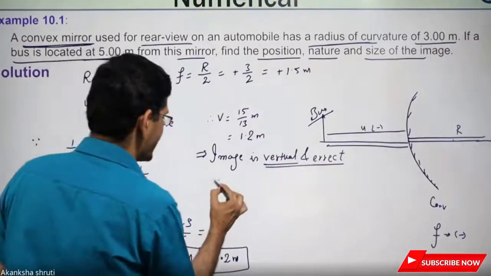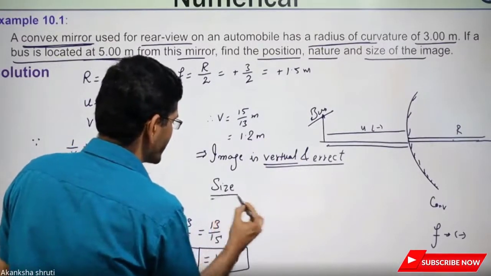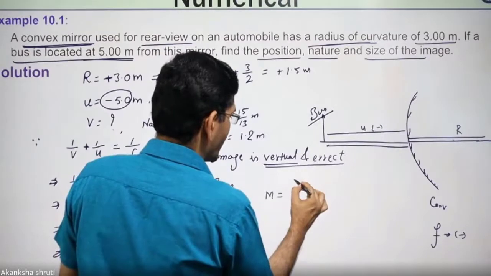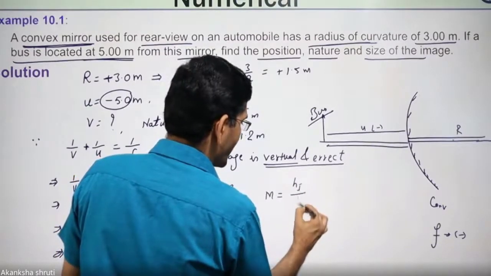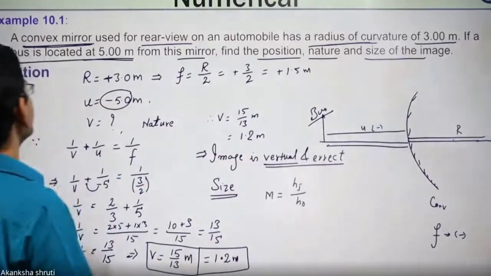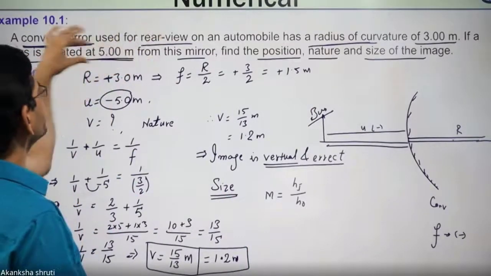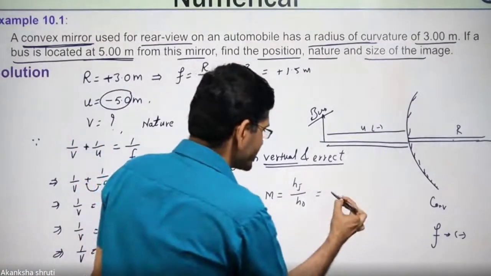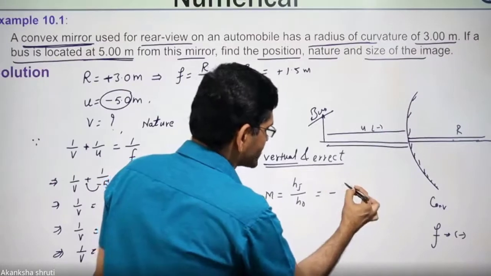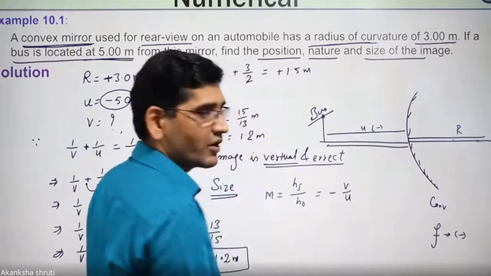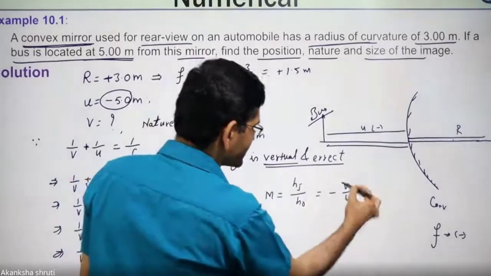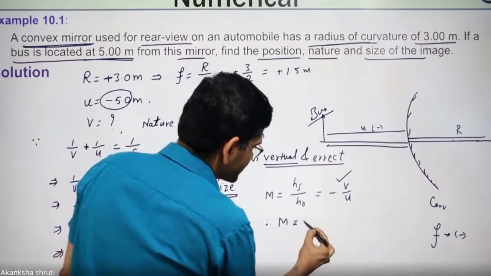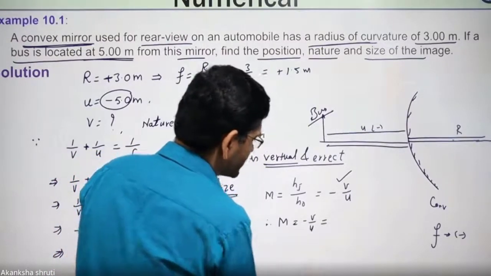Now regarding size, how is the size? For this size, it is the magnification, which is given by height of image by height of object. But in this case, the height of the bus is not given, so this formula cannot be applied. But we have also learned this can be calculated as minus of v by u. So here this part is not applicable, but this part is applicable. Therefore, write this magnification as minus of v by u. This formula we are going to use.